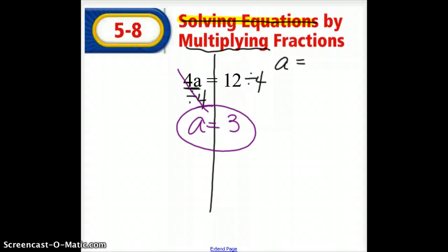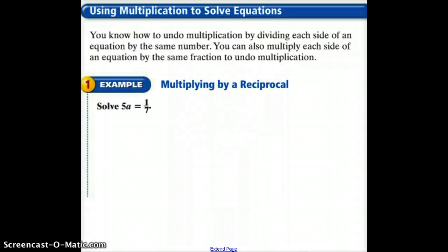So we're going to do the same thing, except we have equations now involving fractions. So this first example says multiplying by a reciprocal. We need to know what a reciprocal is. If you've heard of the term before, if I use the number 3, you can picture a whole number over 1. The reciprocal of 3 over 1 is 1 over 3. Notice I just flipped the numerator and denominator.